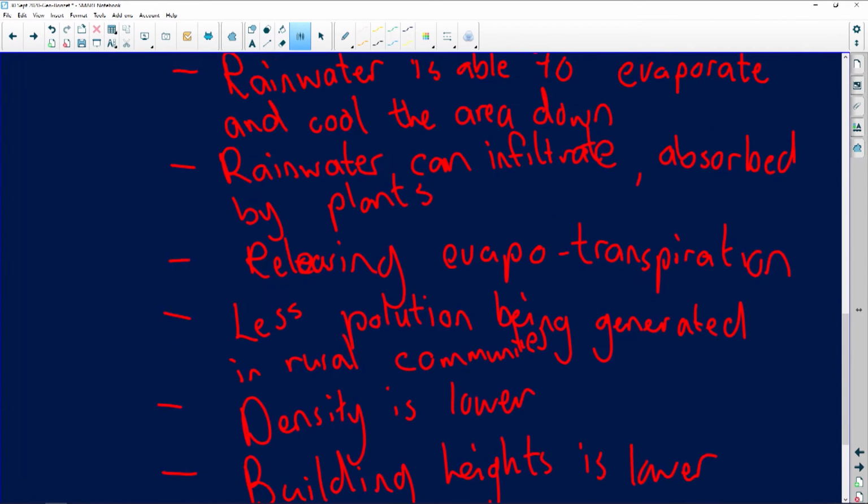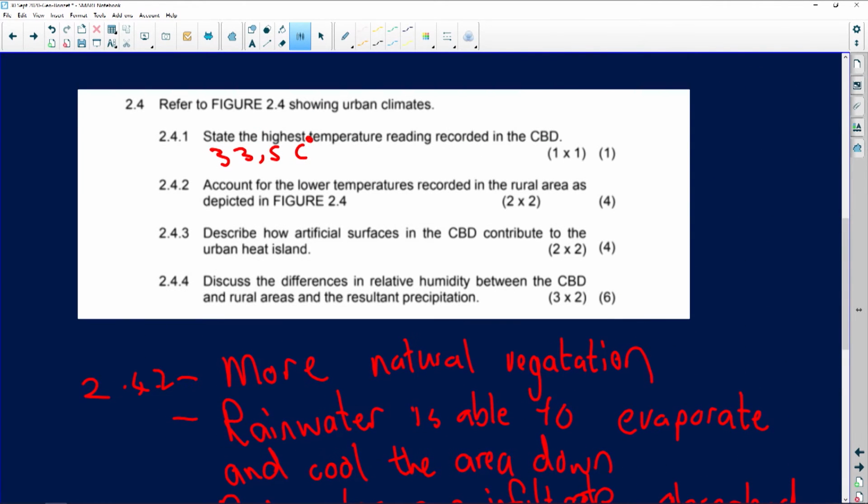Okay, so as you can see, that's the reason our rural areas experience lower temperatures. Now, our next question, 2.4.3: describe how artificial surfaces in the CBD contribute to the heat island. Now, I've mentioned it. What does artificial mean? It means it's fake. Okay, we have created it. It's man-made. Now, how do these surfaces create warmer temperatures? It's very simple.